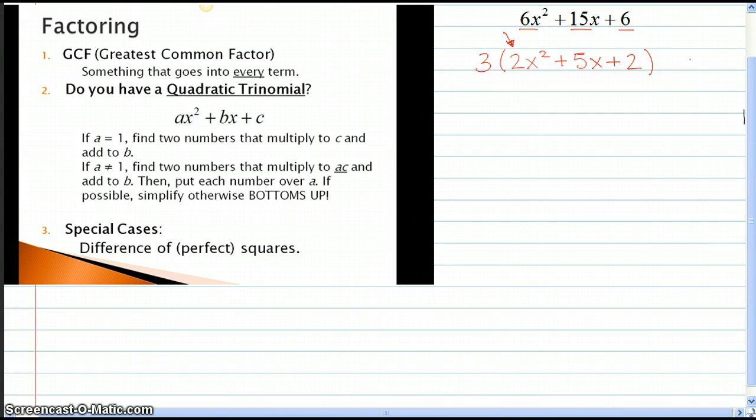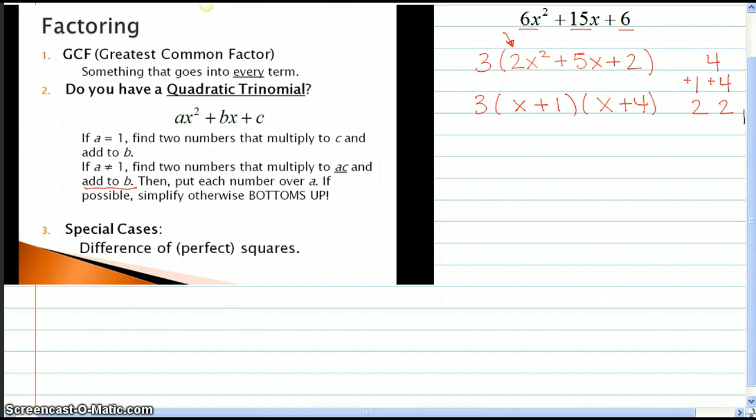If I look at this, a times c is 2 times 2, so that's 4. What I want to do is write out all the factors of 4. So 1 and 4, and 2 times 2. And then I want them to add to b. If I make this a positive 1 and a positive 4, that would add to 5. So my next step then is to write it out. So I have 3, and then I would have x plus 1 times x plus 4.